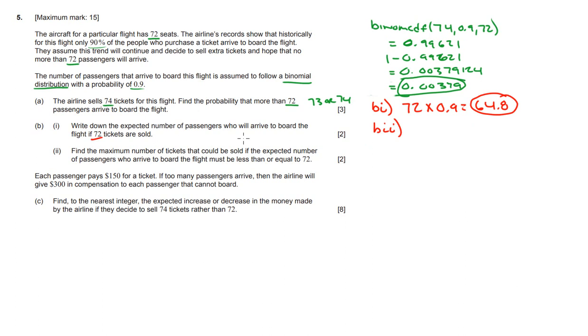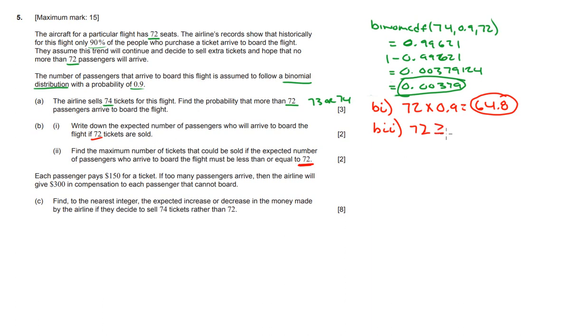Okay? Now, B part II asks us, find the maximum number of tickets that could be sold if the expected number of passengers who arrive aboard the flight must be less than or equal to 72. Okay, so now that's a little different. So we want to have 72, not 77, 72. I can fix that. There we go. And we want our number of passengers to be, let's see, write down, oh, there we are, less than or equal to 72.